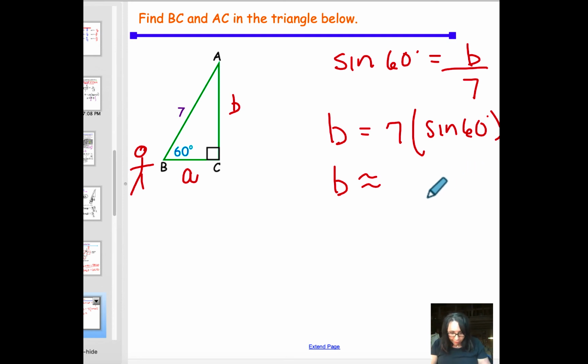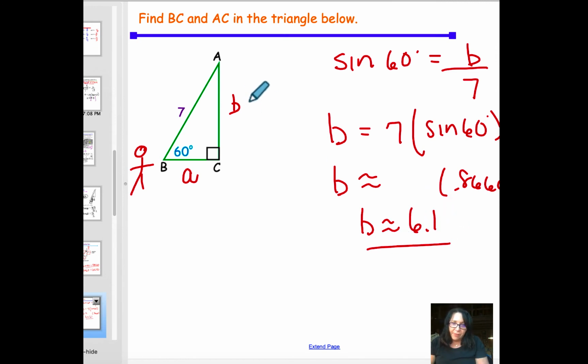So let's start off with an approximation. Sine of 60 is 0.8660. And then I'm going to take 0.8660 and multiply that by 7. And I get 6.06. So b is approximately 6.1. Okay, so this is about 6.1.